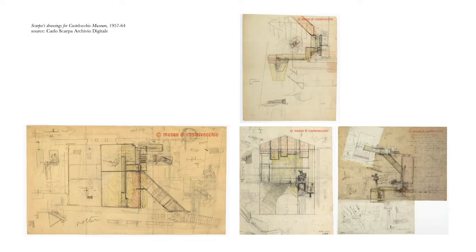In 1957, Licisco Magagnato, the new director of the museum, appointed Scarpa as the new architect. At the beginning, the project only counted a renovation of the rooms by replacing the period look with a more modern look. But as the works carried on, the project gradually extended to other areas of the castle.